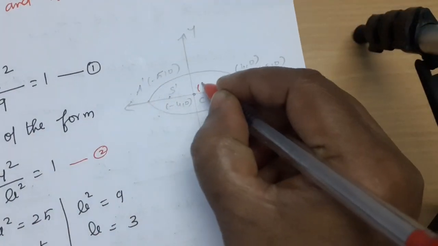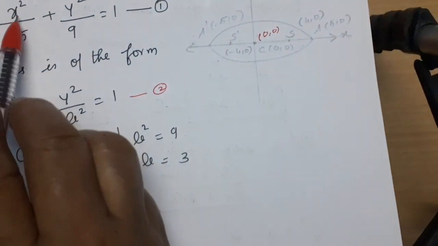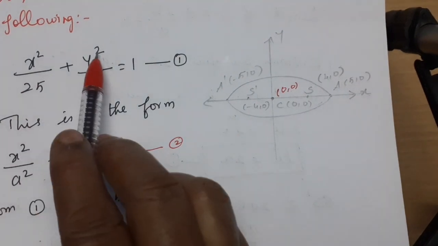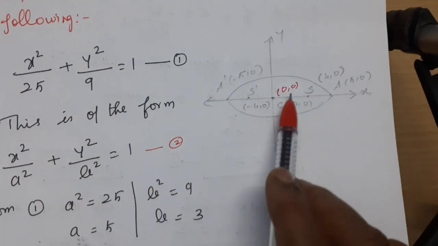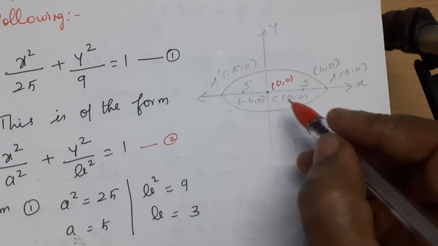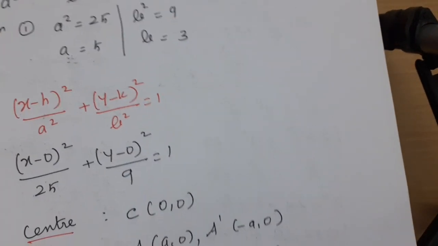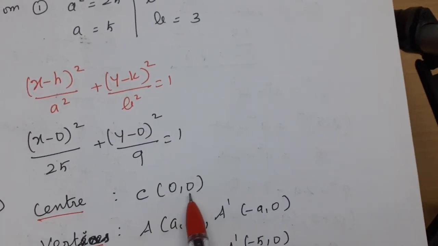Therefore, what is our center? The center is 0 comma 0, that is the origin. The question itself is given in the form x square by a square plus y square by b square, therefore the center C is the origin. C is the center. The center is 0 comma 0.